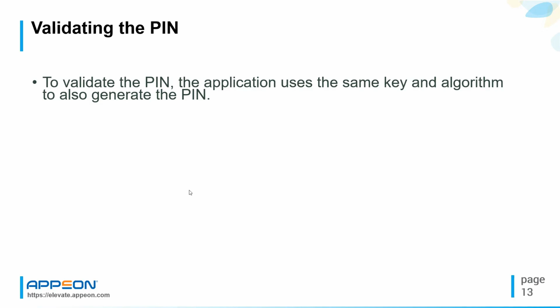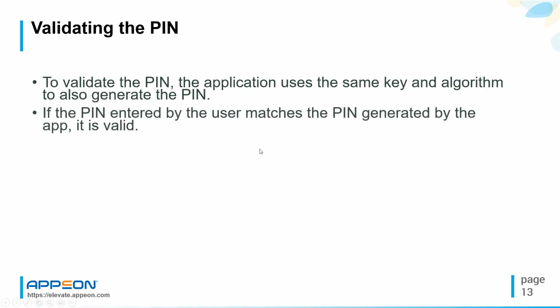So the user enters their one-time password, and now we need to validate the PIN value. So what we're going to do is take that same key, and use the same algorithm that Google Authenticator uses to generate the same PIN value, and then compare them to make sure they're the same.